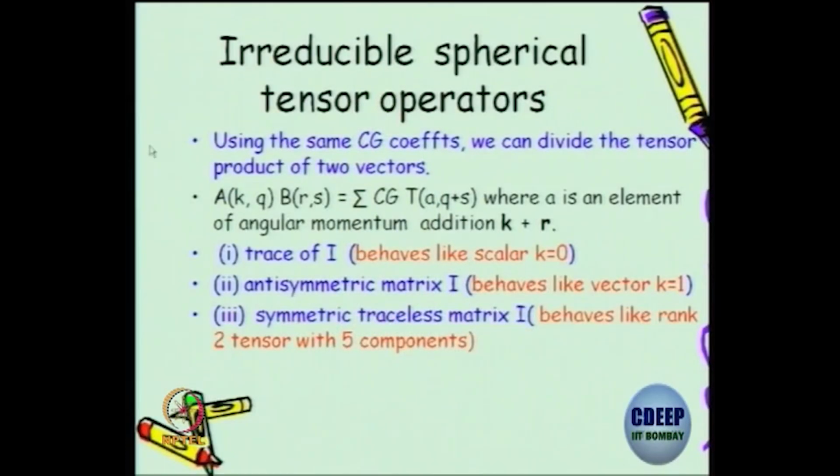Okay, so this is just to summarize what we did. You can take a product of two vectors or two tensors, two irreducible tensors, and you can try to resolve them. This product on the left hand side is formally a reducible tensor, but you can resolve it with the CGs with q plus s, which is what I have written. Then this is what I elaborated for k equal to 1 and r equal to 1 in the earlier slide.